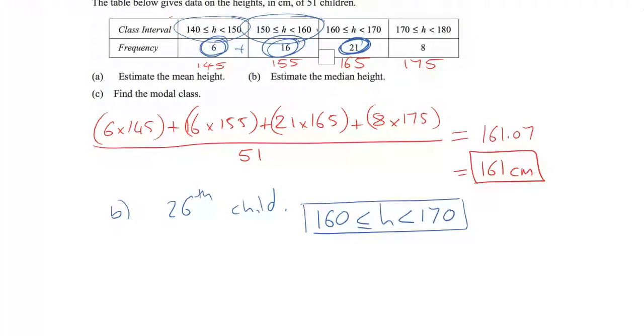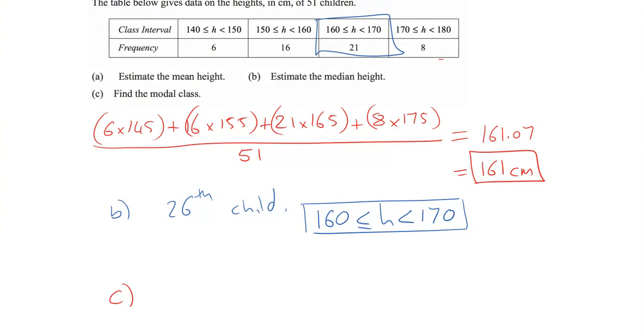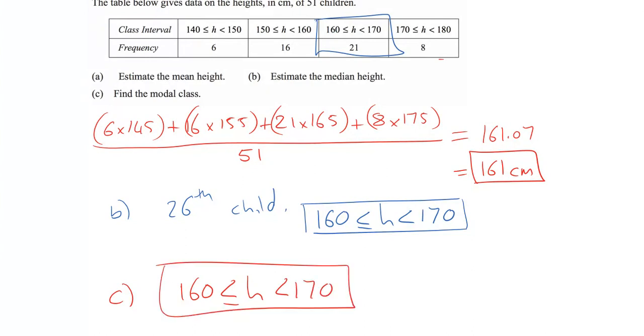Now, to find the modal class, we are looking again at one of these specific class intervals. The one with the most in it is, of course, the 160 to 170, because there are 21 children in that class. So the estimate for the modal class is going to be 160 to 170, and that is all we need to do.